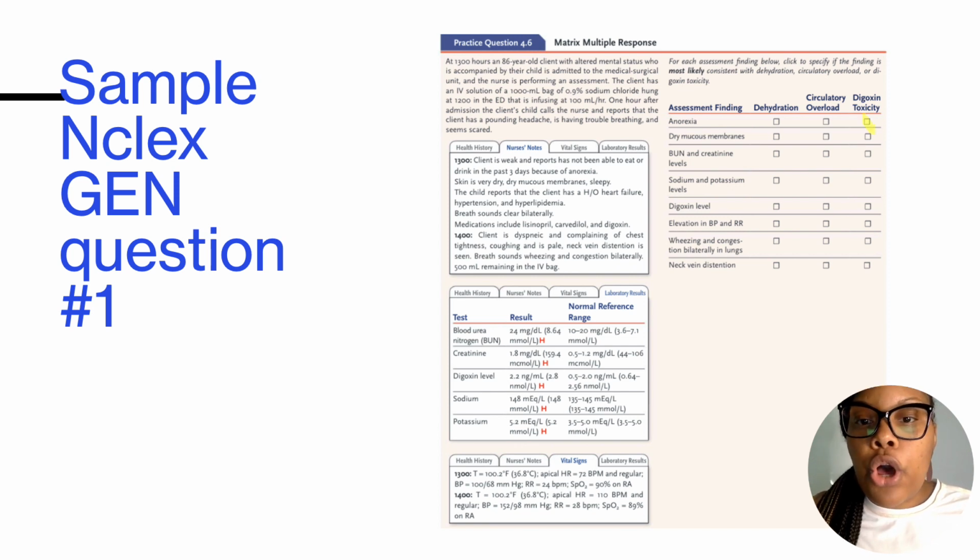All right, so dry mucosal membranes. We know that with circulatory overload, we're going to be wet, right? Because we're overloaded with fluid. Digoxin toxicity, let's say we still don't know. But we know that when we are dehydrated, guess what? We're thirsty. We're dry. So dry mucosal membranes, it's safe to say that's with dehydration.